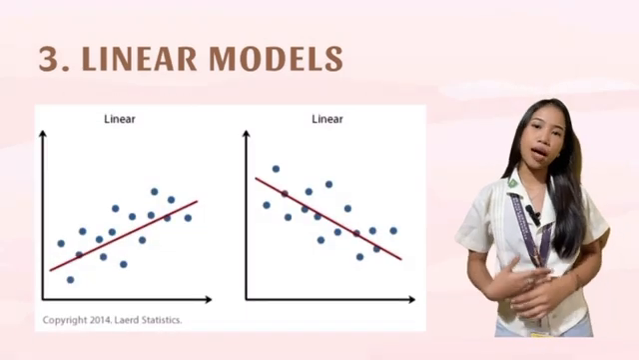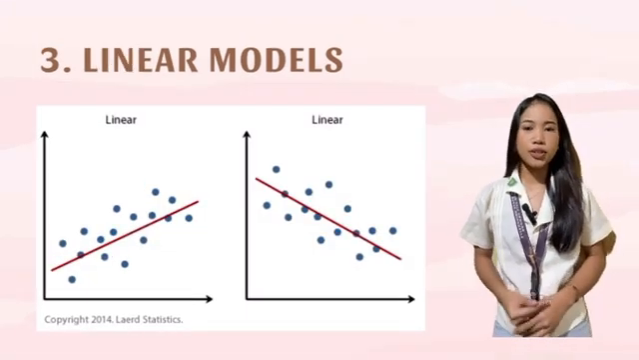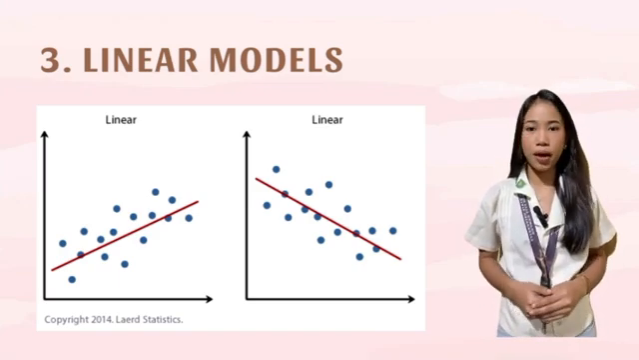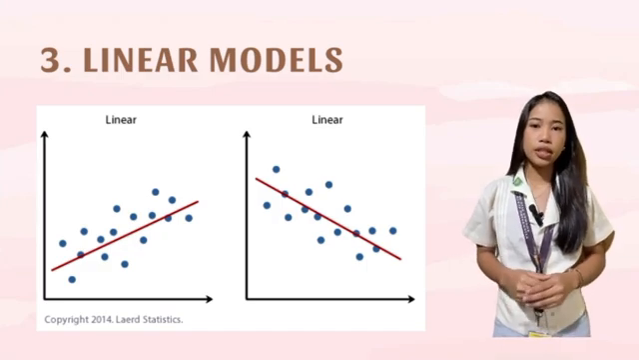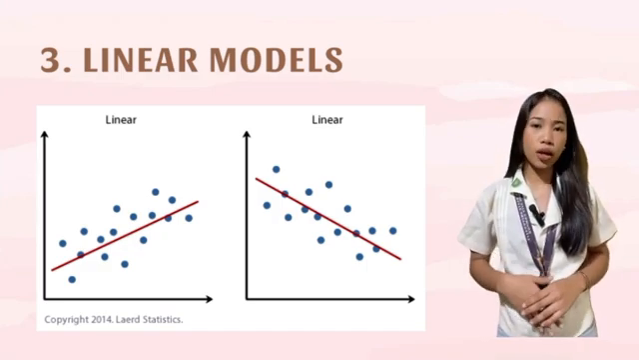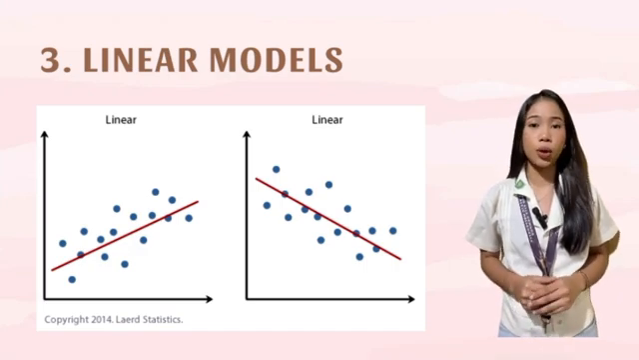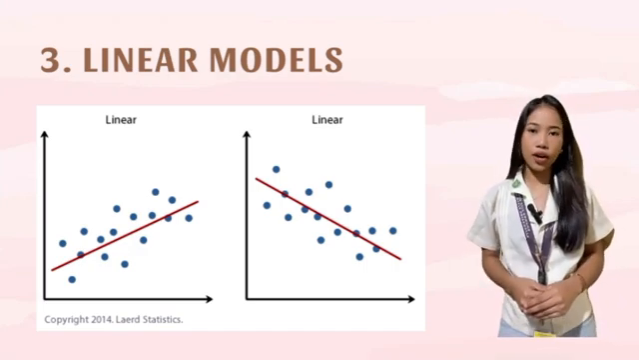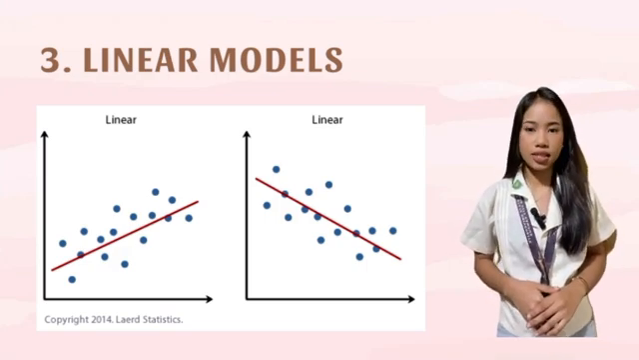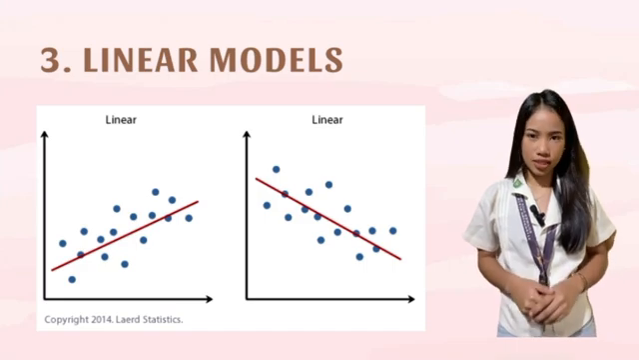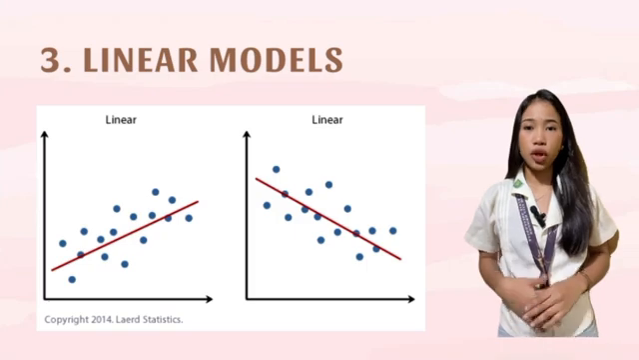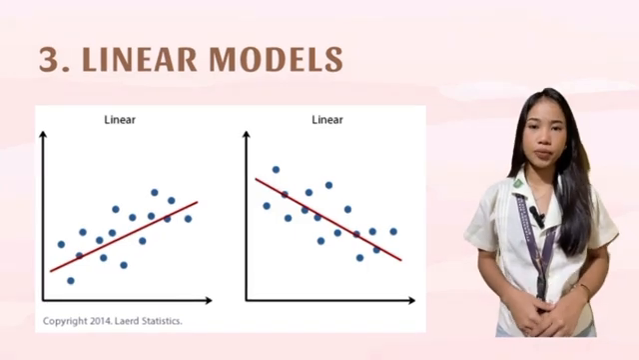So this is an example of a linear model. These graphs show how a straight line can describe a trend in the data. In the first graph, the line slopes up, meaning that as one variable goes up, the other usually goes up too. In the second graph, the line slopes down, meaning that when one variable increases, the other tends to decrease. The red line is basically the best line that we can draw to show the overall pattern.